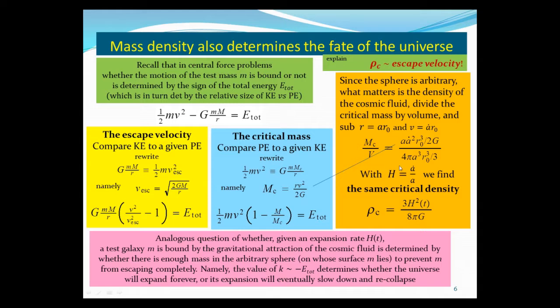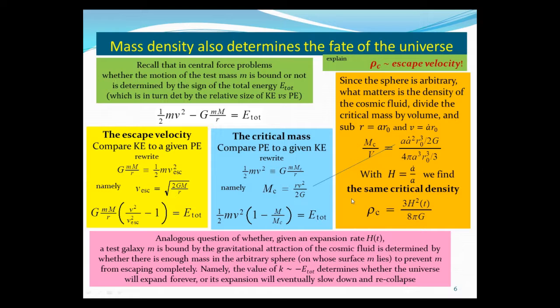And the volume is just the Euclidean volume of a sphere, 4 pi r cubed over 3. Now cancel r, cancel the powers of a, and therefore this a dot squared over a squared is H squared. So you find this expression is precisely the critical density we've been talking about.